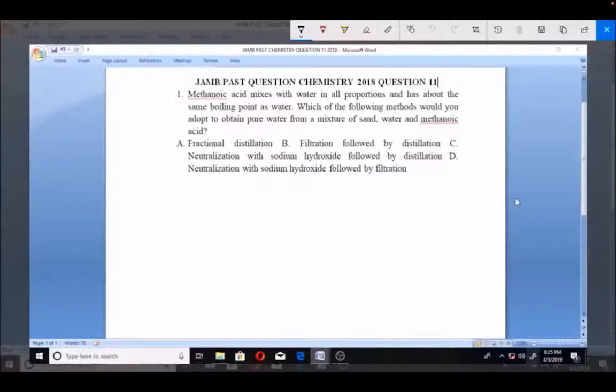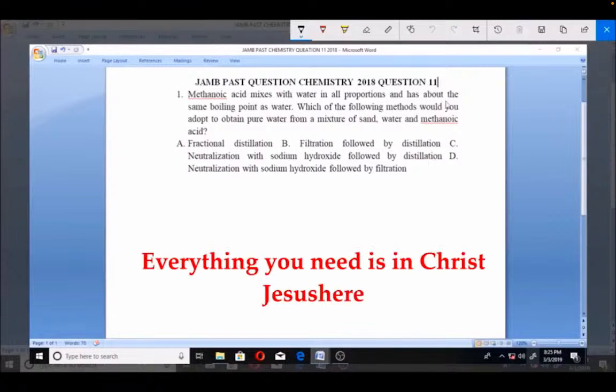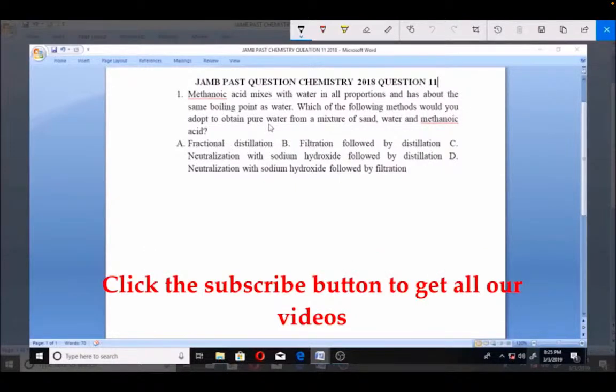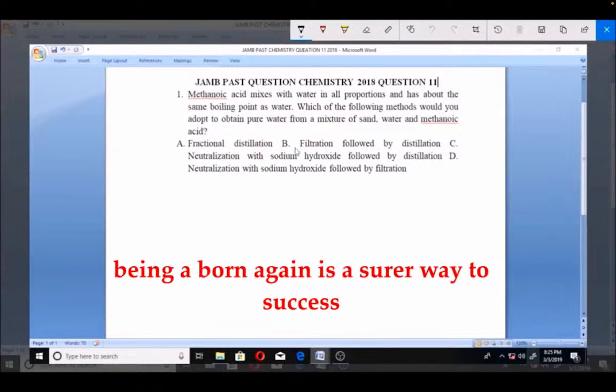Now let's look at this question number 11 for JAMB past question chemistry 2018. Methanoic acid mixes with water in all proportions and has about the same boiling point as water. Which of the following methods will you adopt to obtain pure water from a mixture of sand, water, and methanoic acid? A. Fractional distillation.